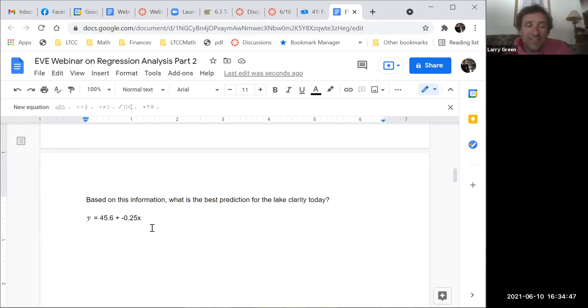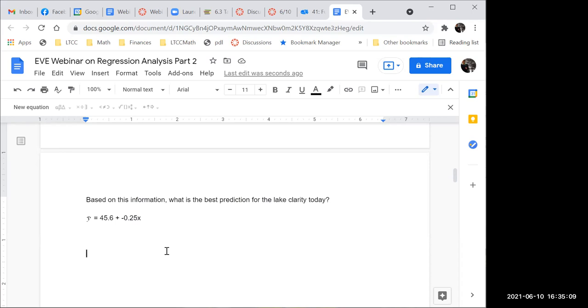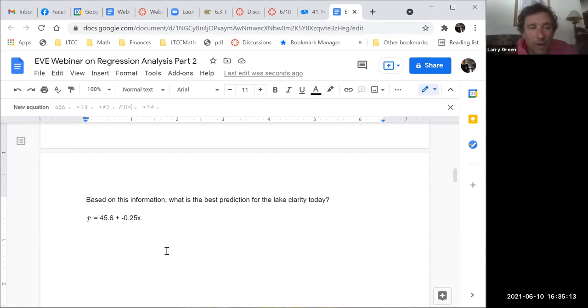All right, now I asked you the question: based on this information, what's the best prediction for lake clarity today? How do we figure that out? How do we use this new information to come up with the best prediction today? Very simple. That's a hint. Was X the year? Yeah, X is a year. Y hat is the lake clarity.